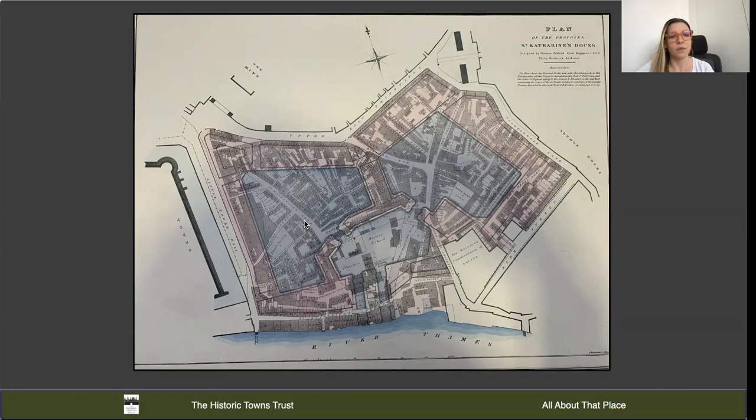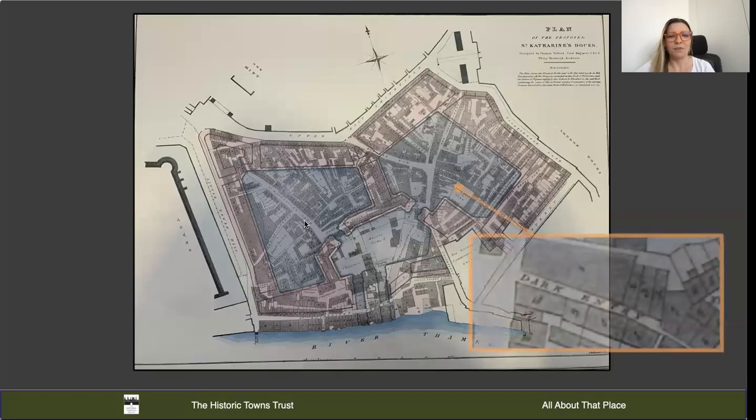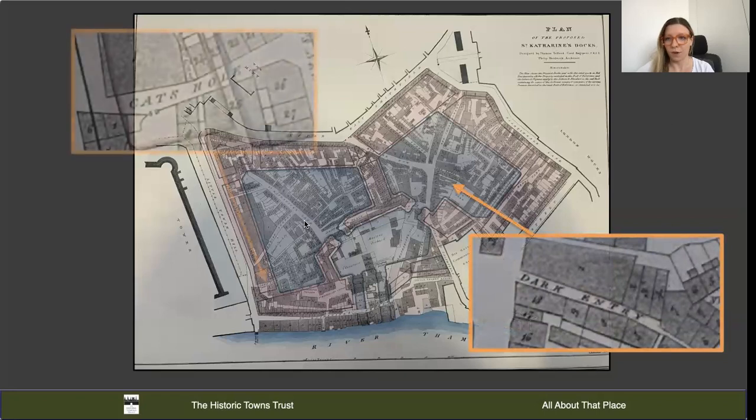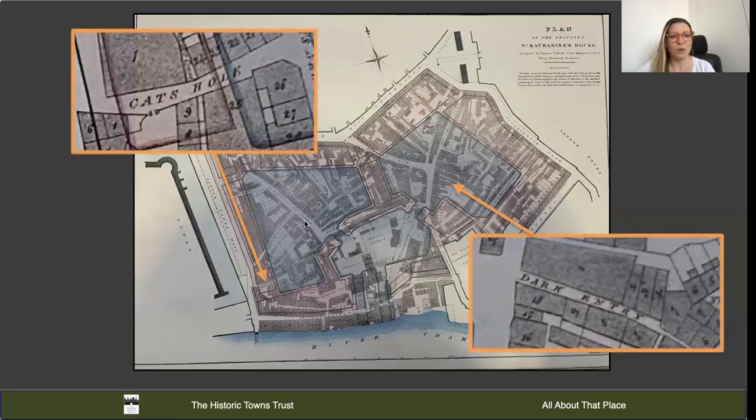If we look closely, we can see all the same street names that were on John Roque's map. But this one is far more detailed and displays two street names that stand out. Maybe you've already spotted them. One is Dark Entry, and the other is Cat's Hole. If you didn't know it before, you might guess that this area contained what were then considered to be some of the poorest, dirtiest, and most dangerous neighbourhoods in London. So what became of East Smithfield, and did the government succeed in turning the area around?